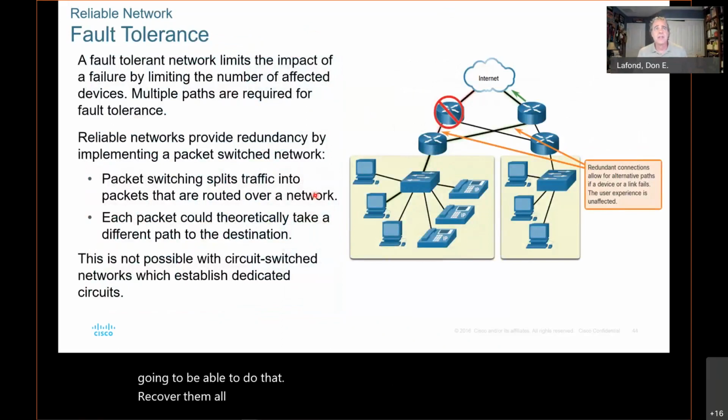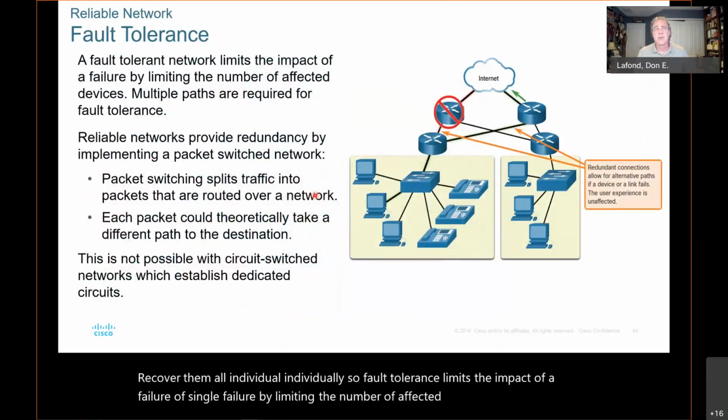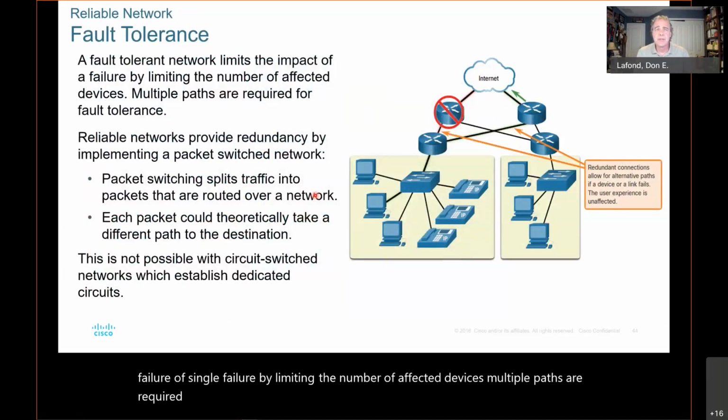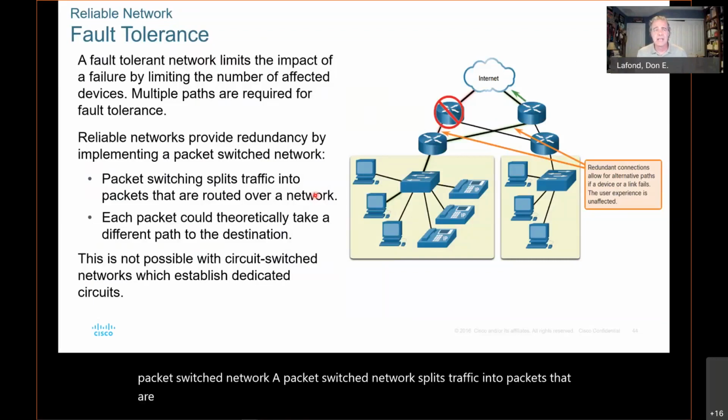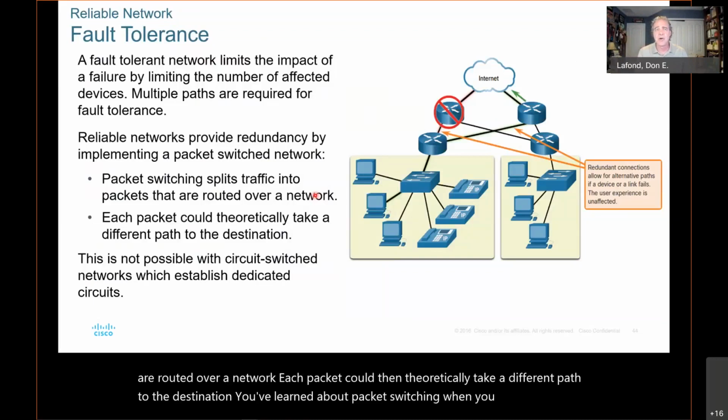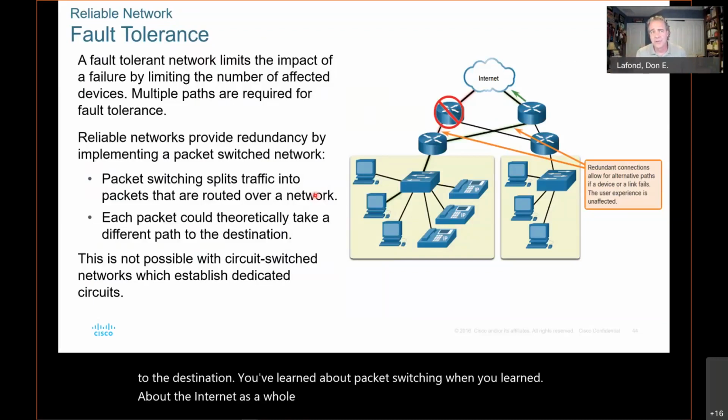So fault tolerance limits the impact of a single failure, by limiting the number of affected devices. Multiple paths are required for fault tolerance. Reliable networks provide redundancy by implementing a packet-switched network. A packet-switched network splits traffic into packets that are routed over a network. Each packet could then theoretically take a different path to the destination. You've learned about packet switching when you learned about the internet as a whole. That's how the internet works.